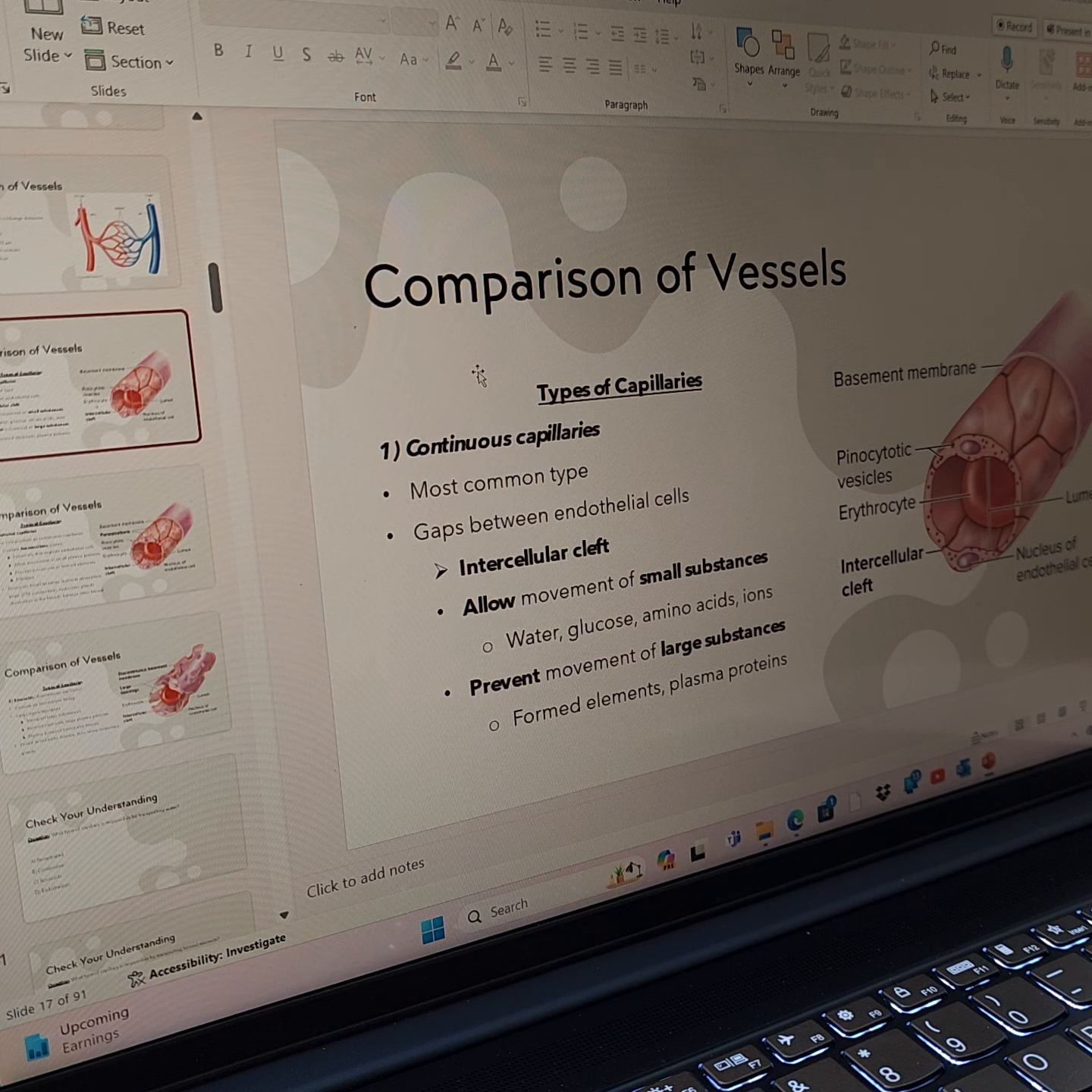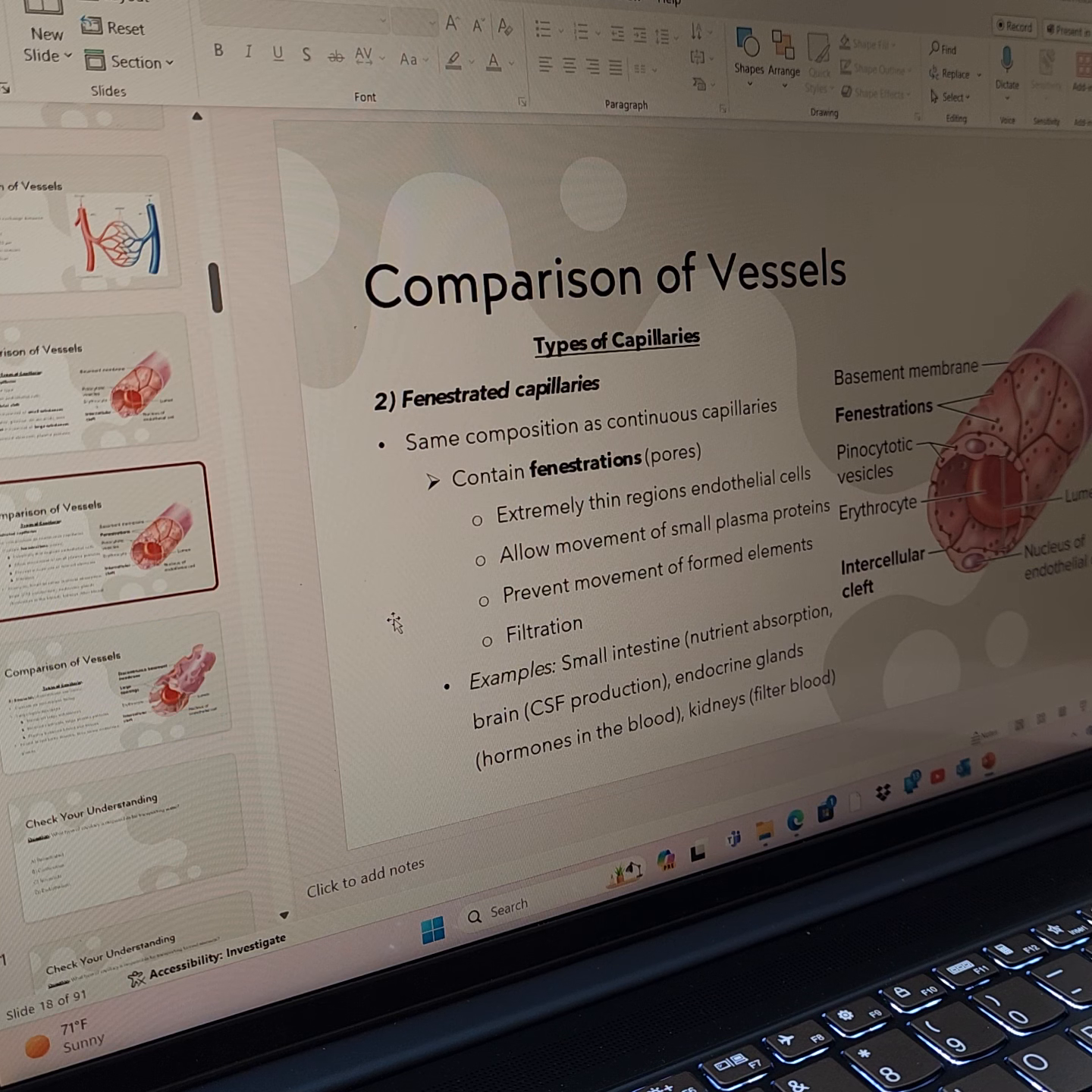Let's stay aware of the types of capillaries. Continuous capillaries are the most common type. They do have intercellular clefts, gaps between endothelial cells. They allow movement of small substances: water, glucose, amino acids, ions, stuff like that. They prevent the movement of larger substances, so they basically house all of our formed elements, right?